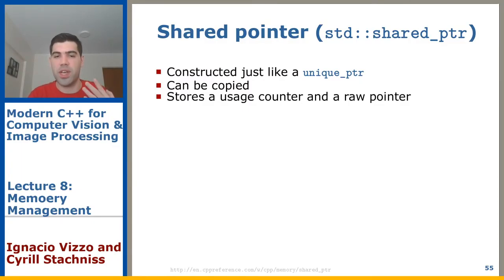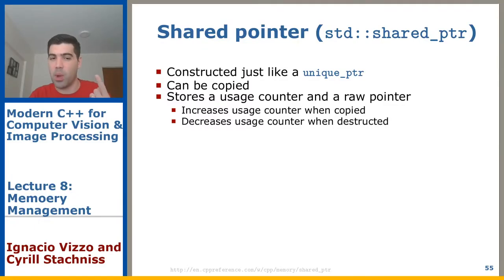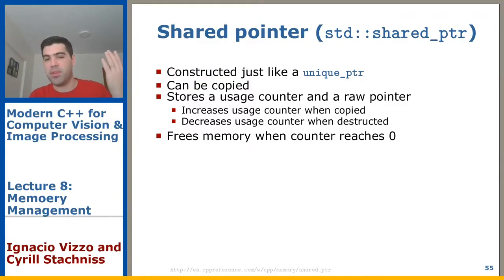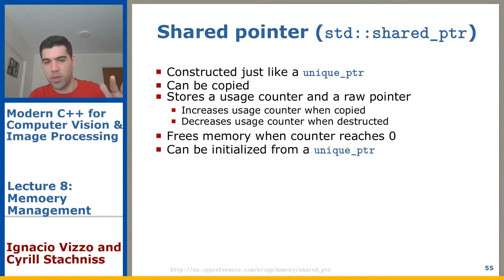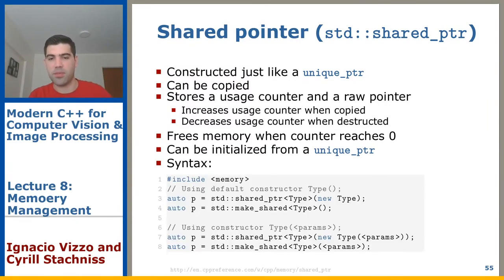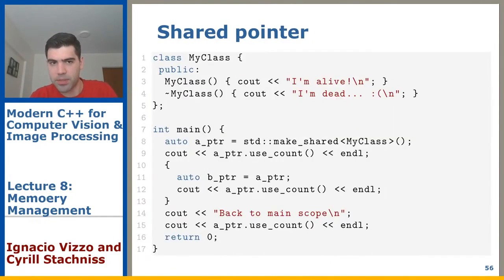It stores a usage counter and a raw pointer. Inside the class, if you go to the implementation, you will see a raw pointer and a storage use. Every time you copy this shared pointer, the counter will increase by 1, and every time you destroy it, it will decrease by 1. After you are the last one on the list, you need to free the memory. Actually, the shared pointer will do it. It can also be initialized from a unique pointer. Here is the syntax: instead of make_unique, you will use make_shared, the same syntax, right?